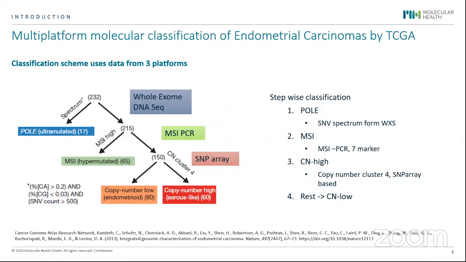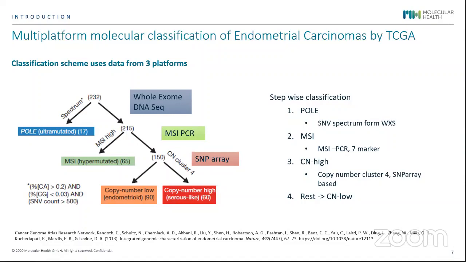Those 4 subtypes can actually be classified on 3 platforms only, not all 6 are required. The POL class is identified based on the SNP counts and the specific nucleotide substitution pattern, the C to A and C to G transversion rates. Notably, to classify the POL cases, the POL mutations are not actually taken into account. It is just classified based on the SNP counts and the nucleotide substitution rates.